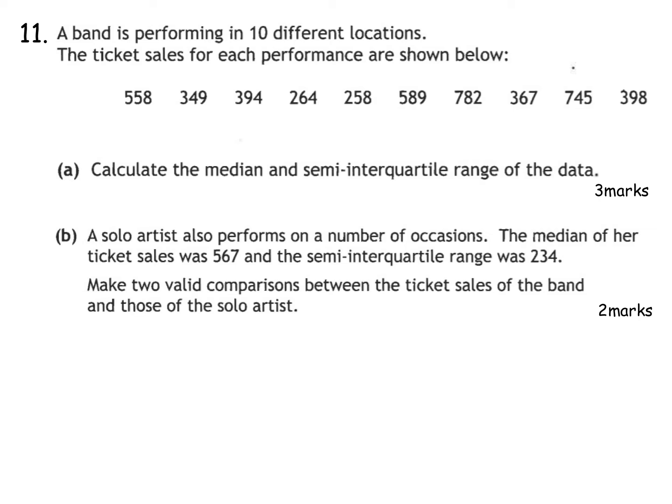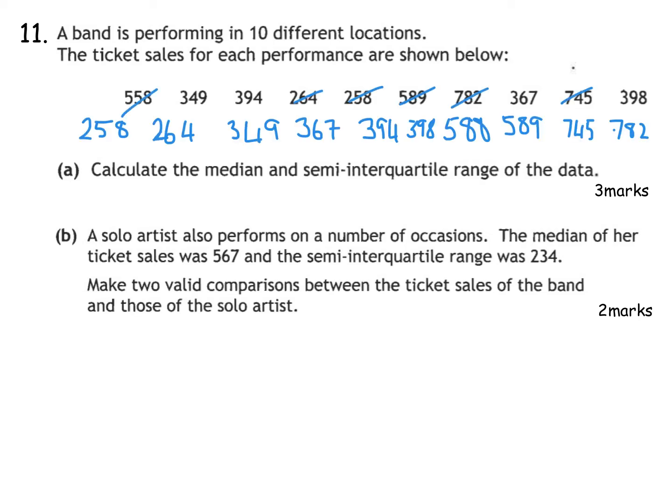Okay, we have a semi-interquartile range question. So the first thing I've noticed is these aren't in order, so I'm going to pause and put these into order. Okay, so that's my numbers in order. So to get the median and semi-interquartile range, we need to find the middle. Middle of 10 numbers means you've got 5 on each side. So there is my middle, and there is the middle again.